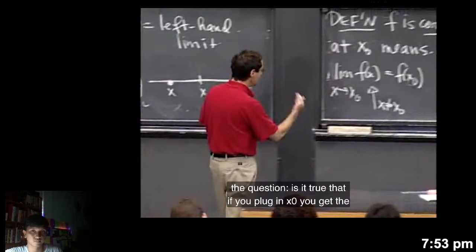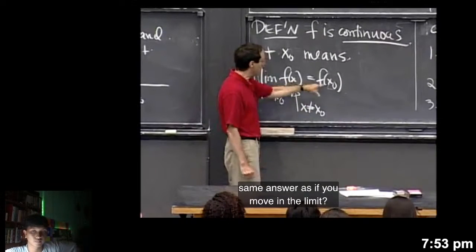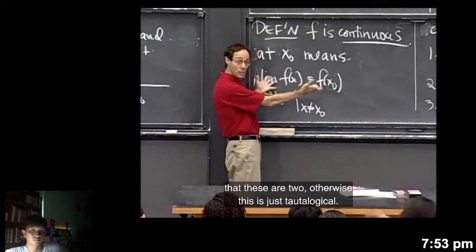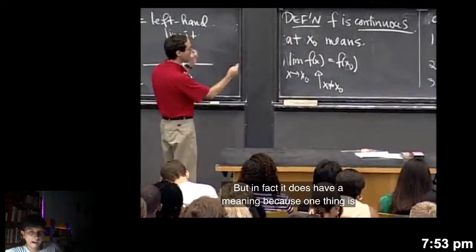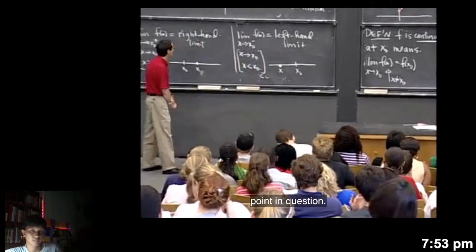The question is, is it true that if you plug in x0, you get the same answer as if you move in the limit? That's the issue that we're considering here. We have to make that distinction in order to say that these are two. Otherwise, it's just tautological. It doesn't have any meaning. But in fact, it does have meaning because one thing is evaluated separately with reference to all the other points, and the other is evaluated right at the point in question. And indeed, these things are exactly the easy limits.